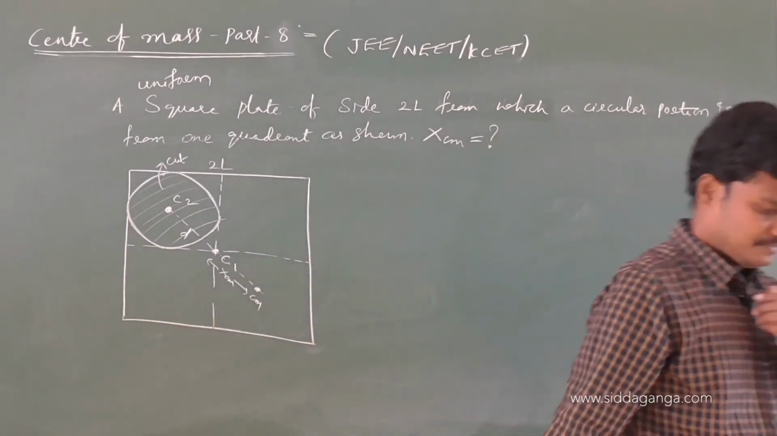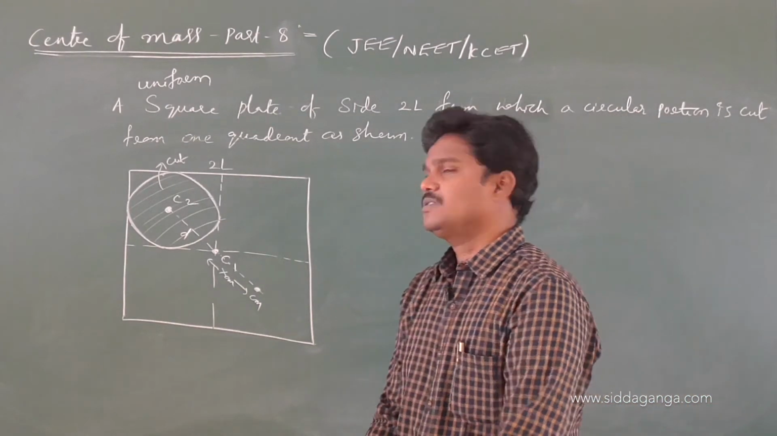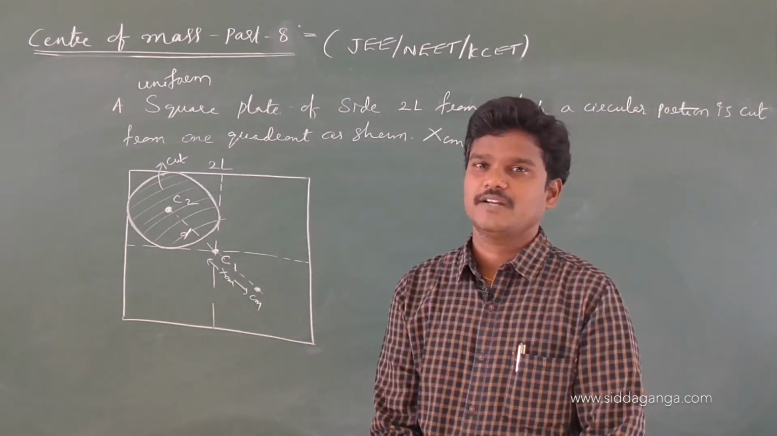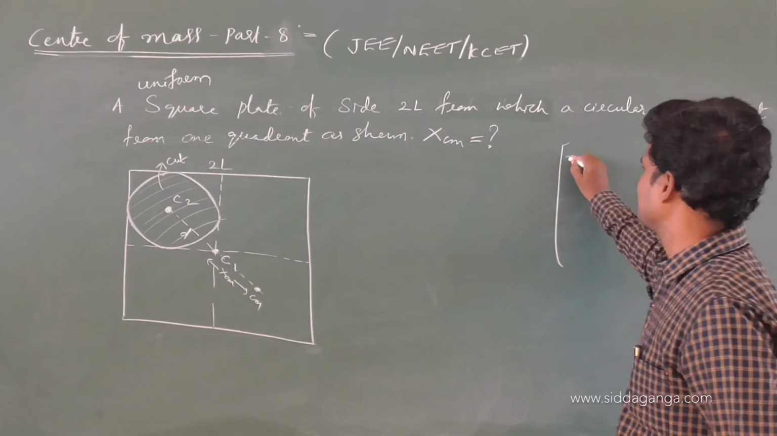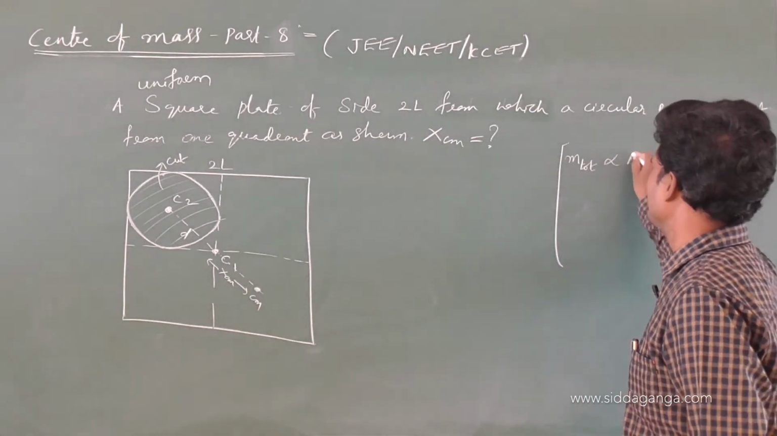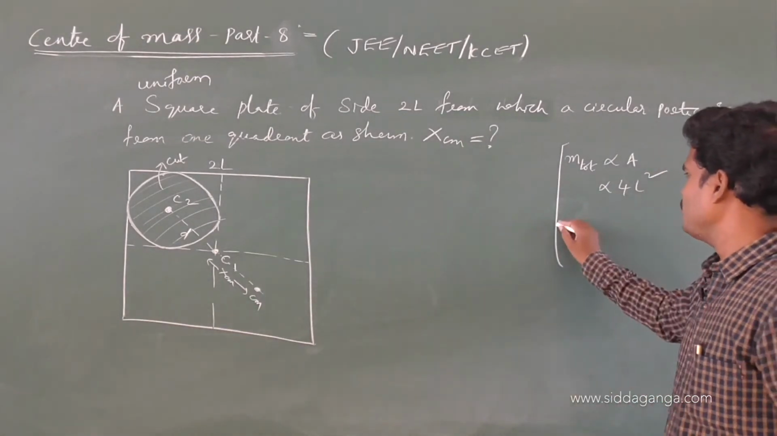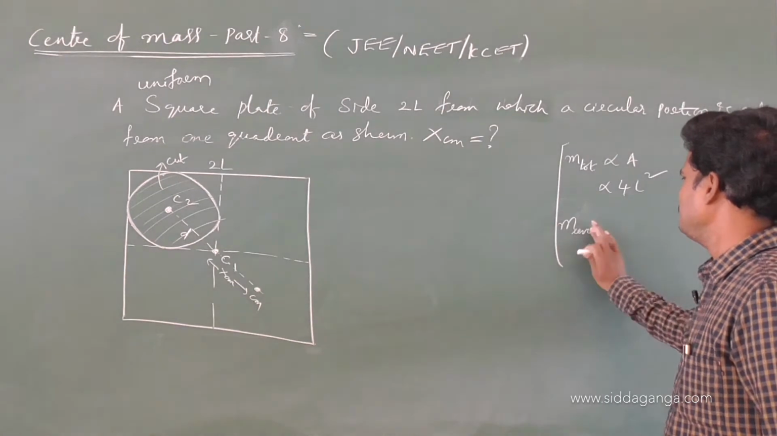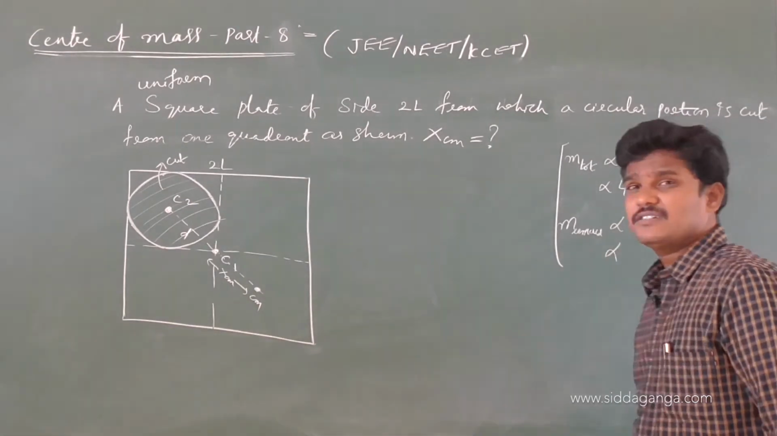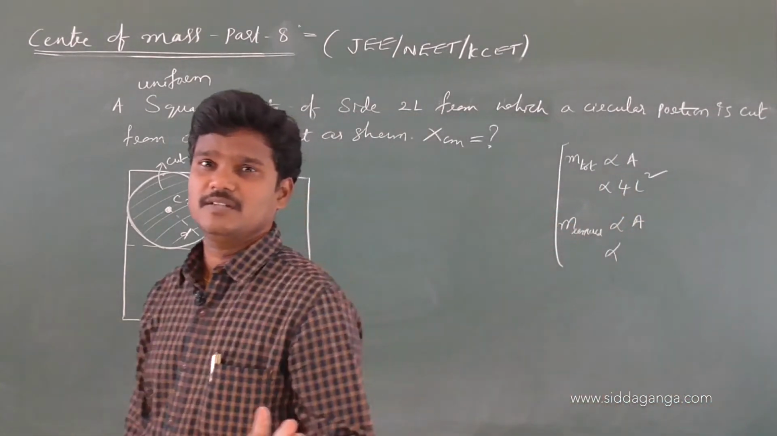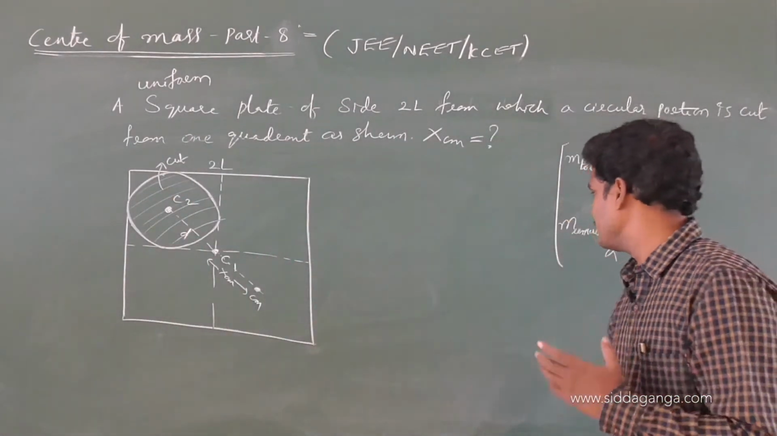You try this. Identify the total mass, identify the removed mass and extend it. So, let me write total mass. M total is proportional to area, nothing but 4L square. Clear? M removed is proportional to area, but what is the shape of the removed part? Removed part is like a circular disc. So, you can use the area of the circle. So, pi r square.